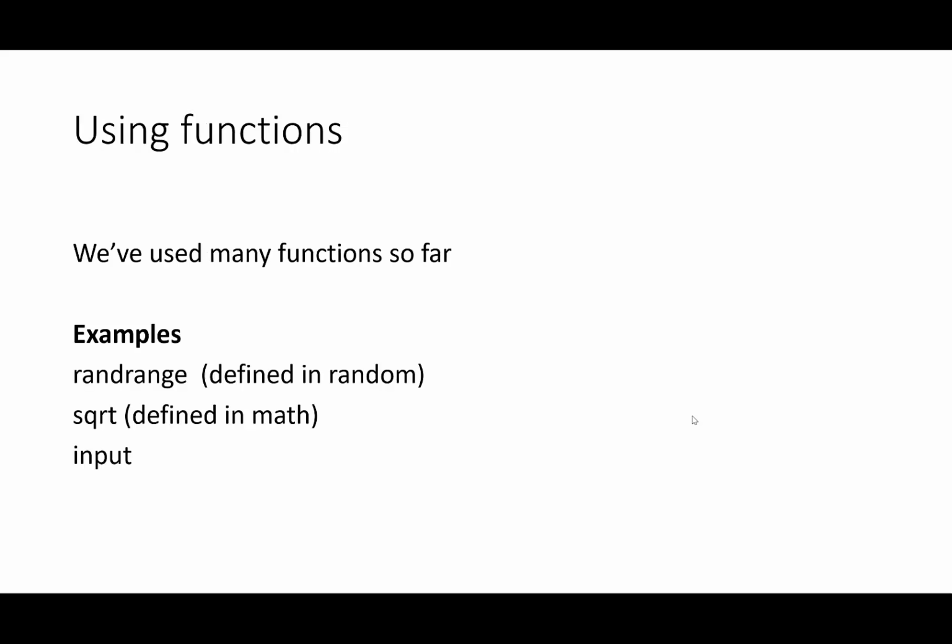So now if we think about what we've done in the course so far, there have been many examples where we've used functions. For example, we have rand_range, which gives us a random number in a given range. We have the square root function that's defined in the math module, and perhaps the first function we've used is the input function. So these are examples of functions we've used. We're going to look at how we're actually going to write our own functions.